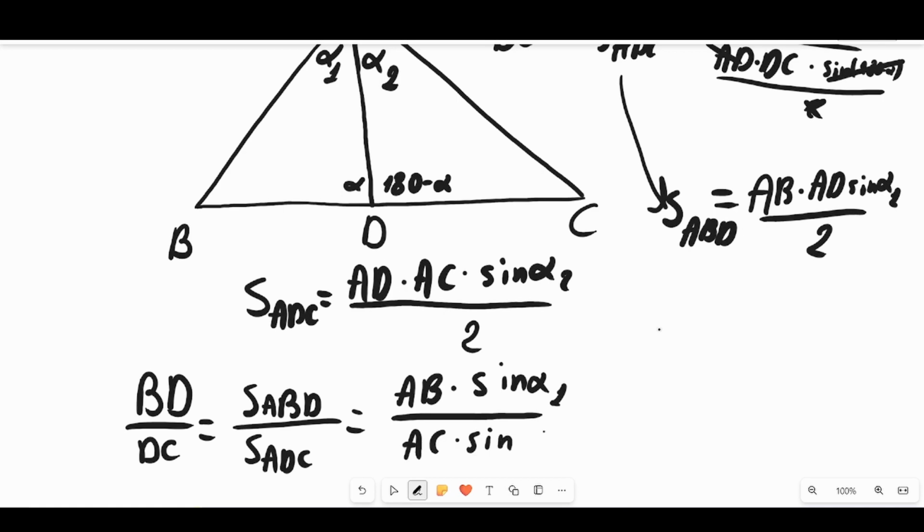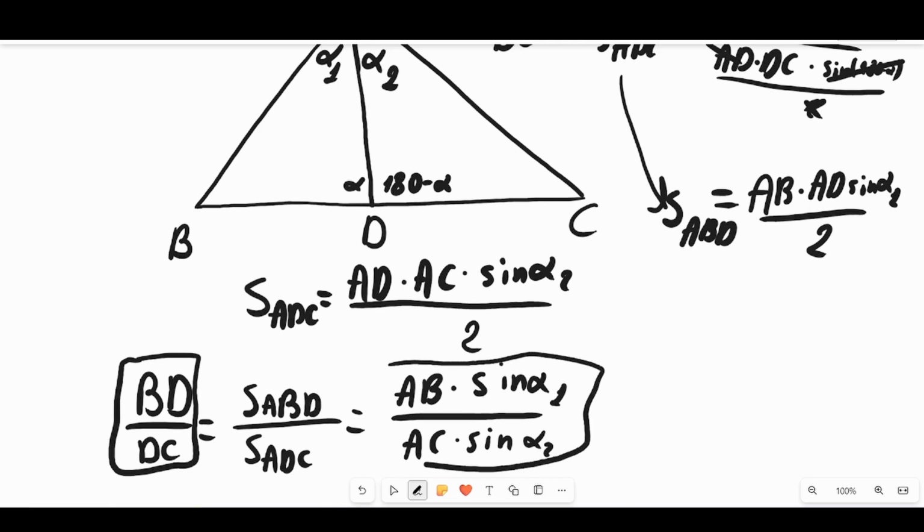In most of the problems, if we write BD over DC in these terms, then this will simplify our work and this will make the solutions much easier.